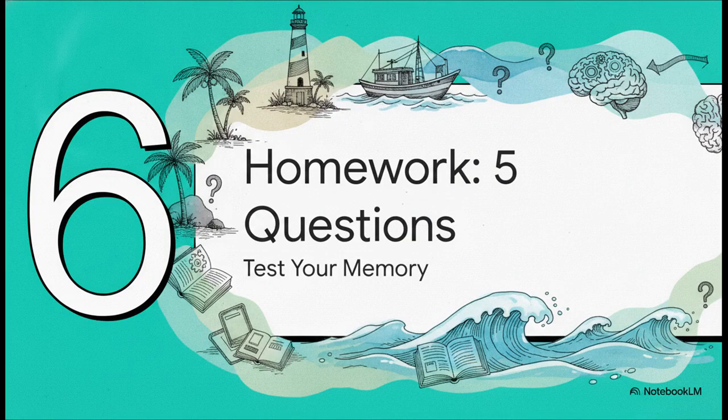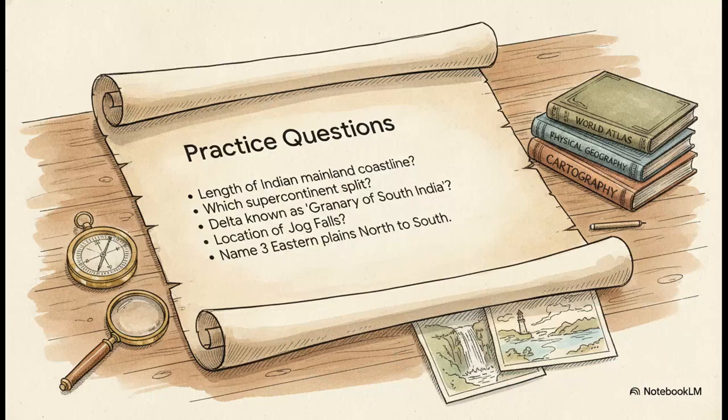Section 6, homework. It's time to test if you've truly locked this masterclass into your memory. Here are your 5 practice questions. Number 1, what is the exact length of the Indian mainland coastline? Number 2, which massive supercontinent split apart to form our coasts? Number 3, which specific river delta is called the Granary of South India? Number 4, the 271-meter Jog Falls is located on which specific coastal plain? And number 5, what is the north to south sequence of the Eastern Plains?